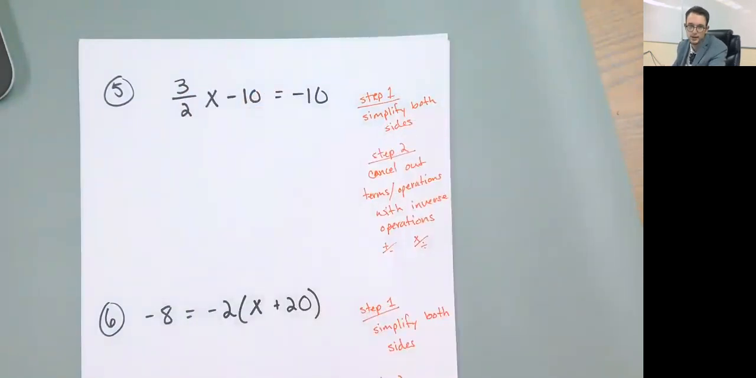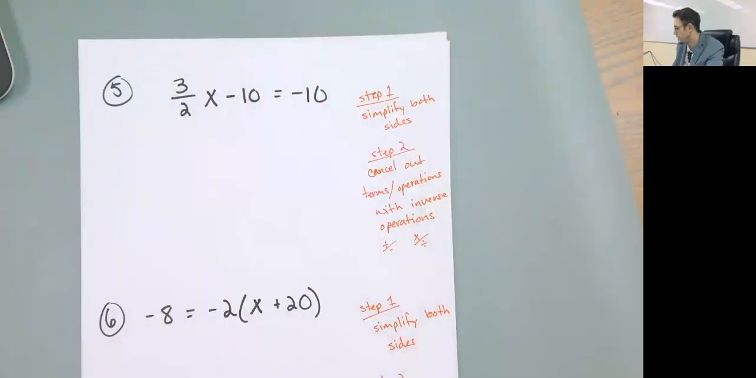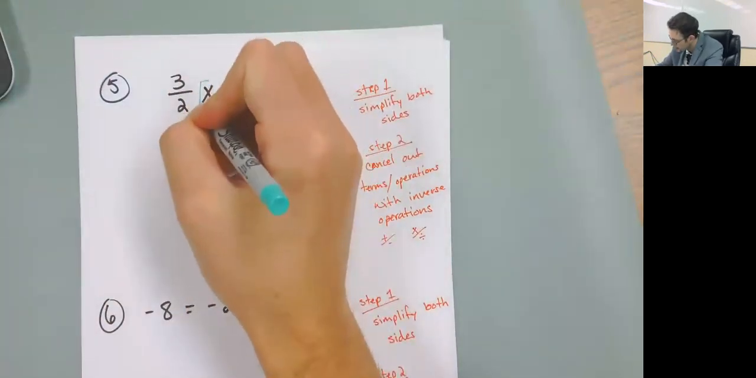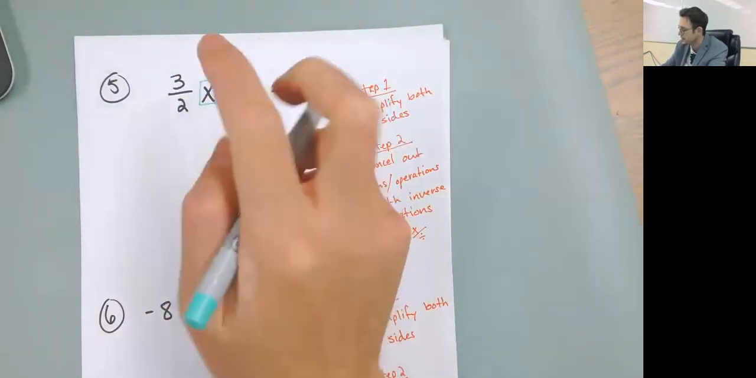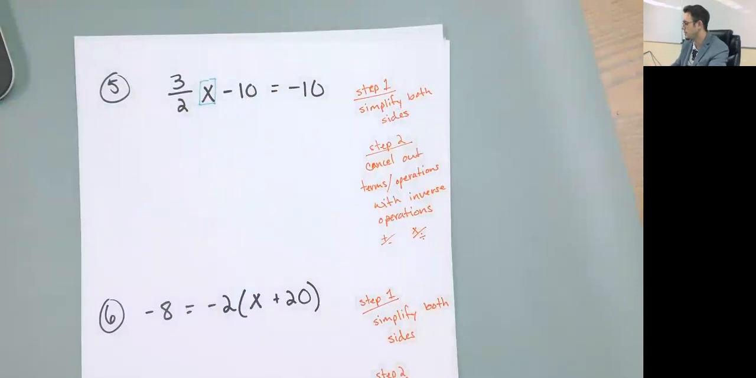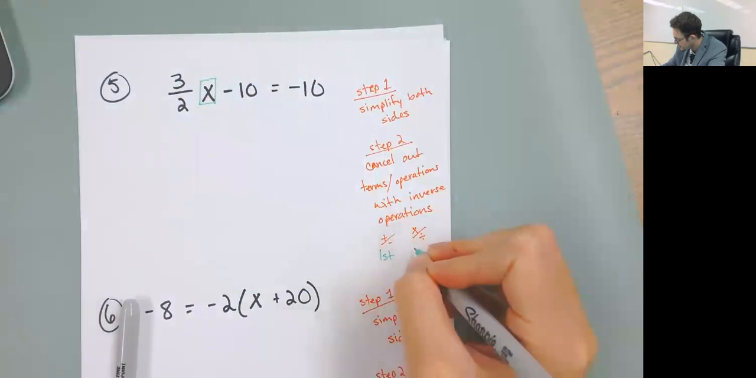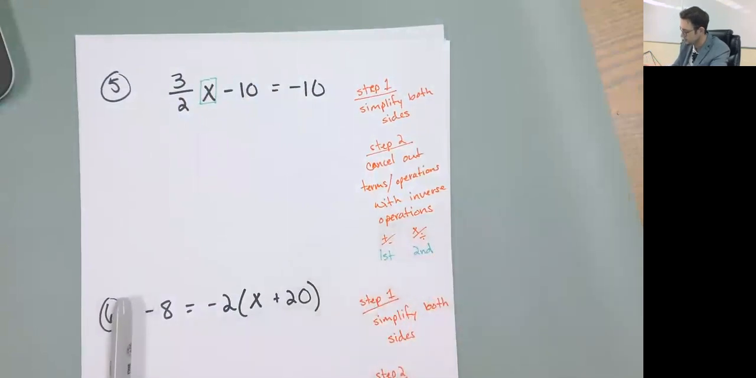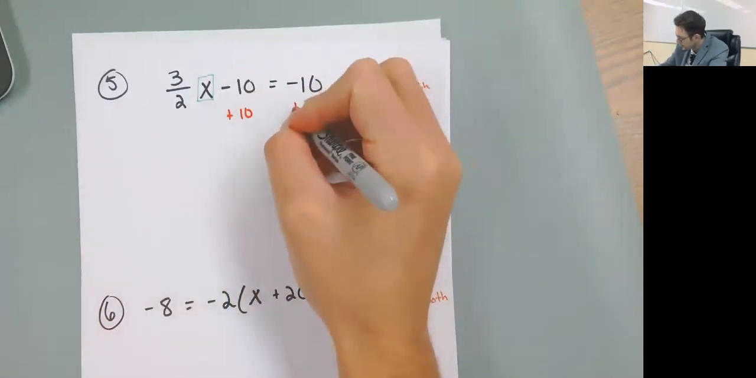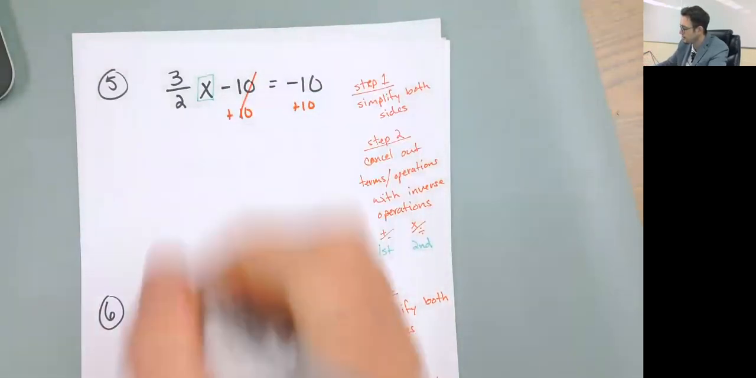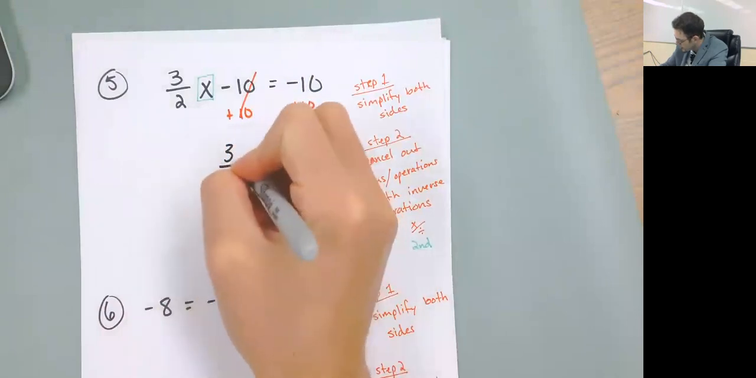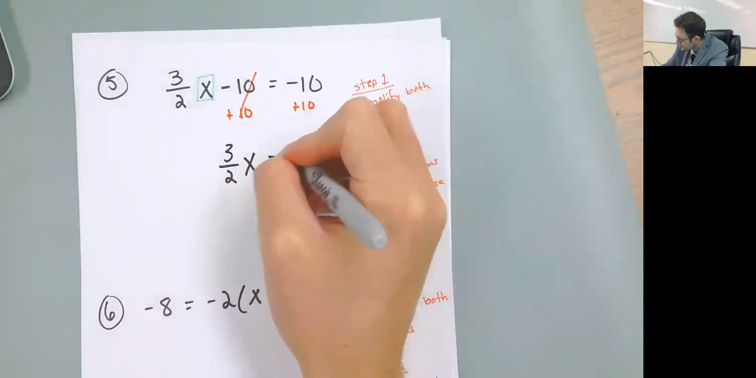So step 1 is actually complete. It is simplified. Move on to the next step, canceling things out, because we want to get this x by itself. So we got multiplication, 3/2 times x, and we have subtraction. So let's do subtraction first. Remember, because this is first and this is second. All right. So we are going to add 10 to both sides. Add 10, add 10. And I get 3/2 x equals 0.